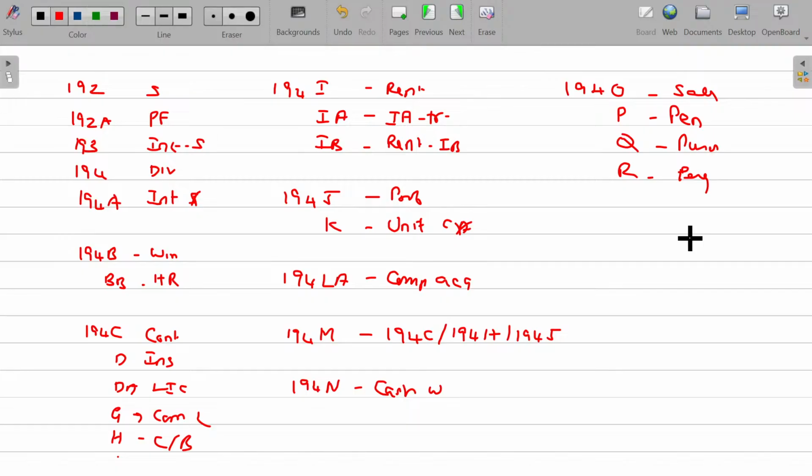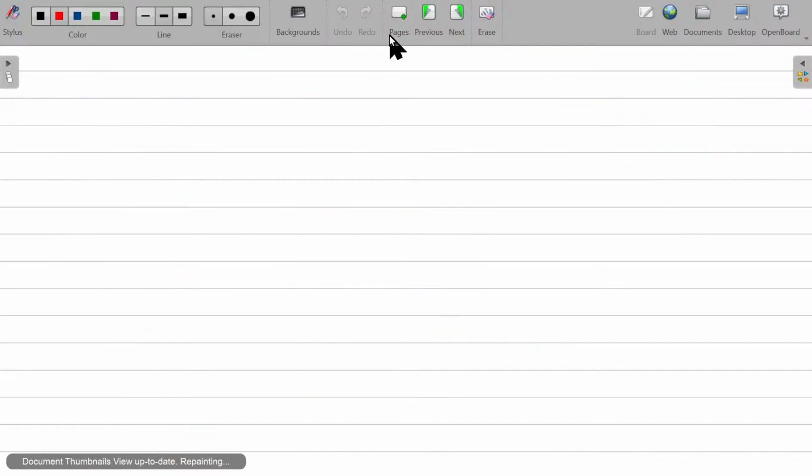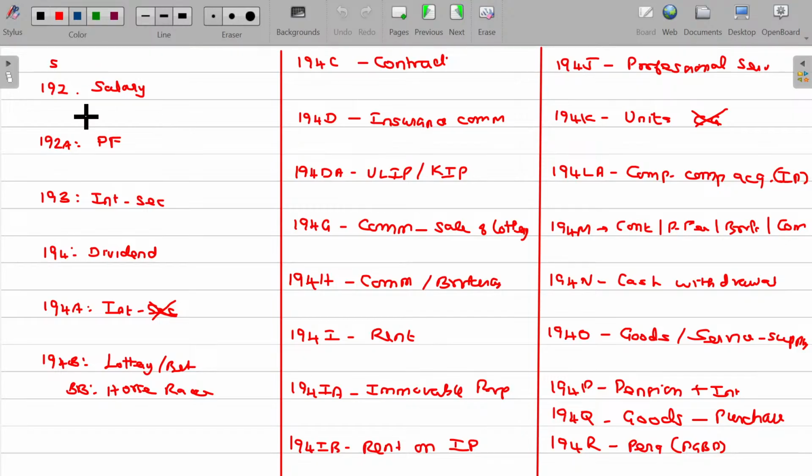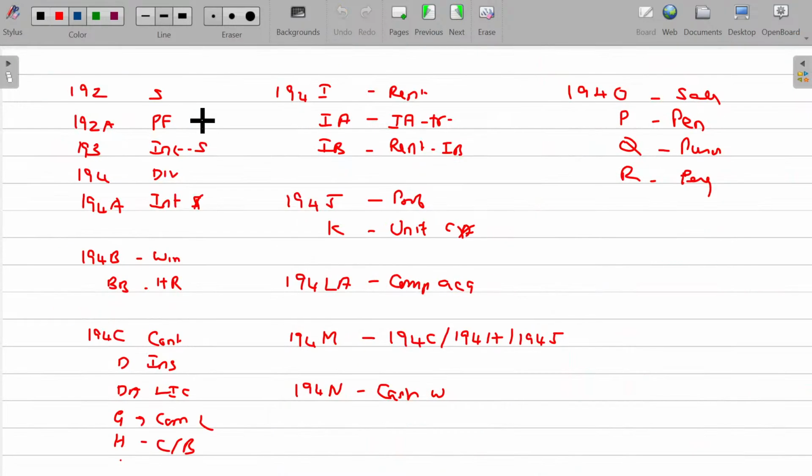Now we'll move on to detailed provisions. 192, salary payment. Payer is any person, predominantly the employer, and the payee is the employee, being resident or non-resident, doesn't matter, they can claim. The TDS rate in this case is the average rate. Here the average rate will be applicable. The rate is very, very important.